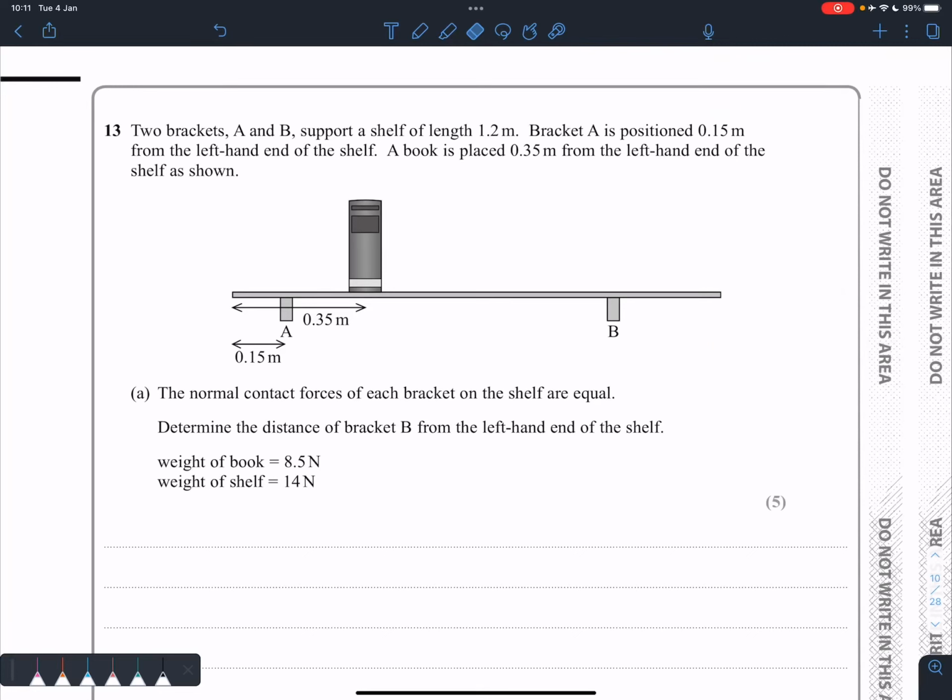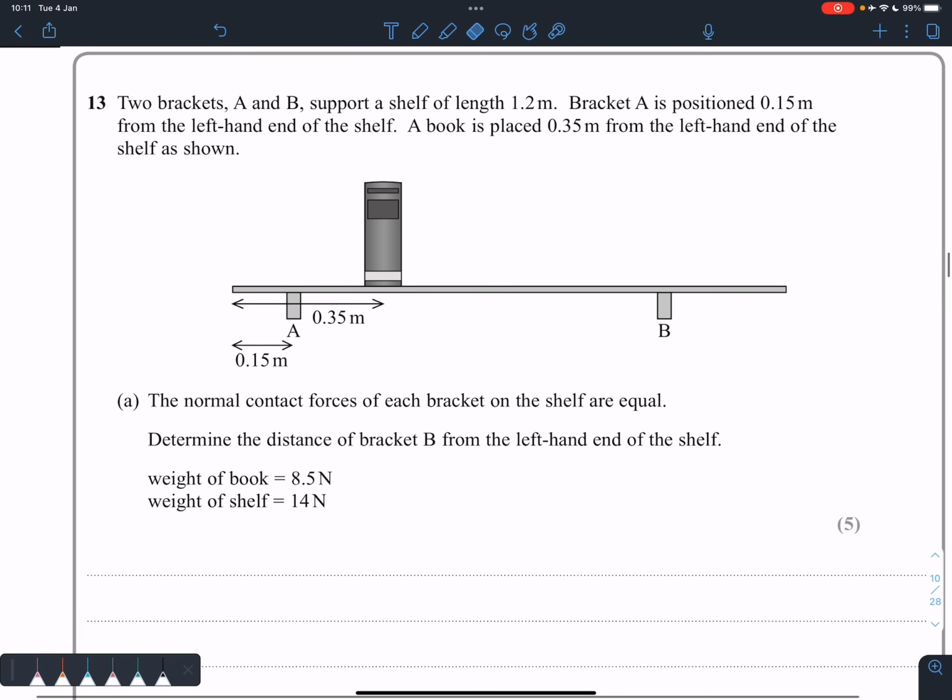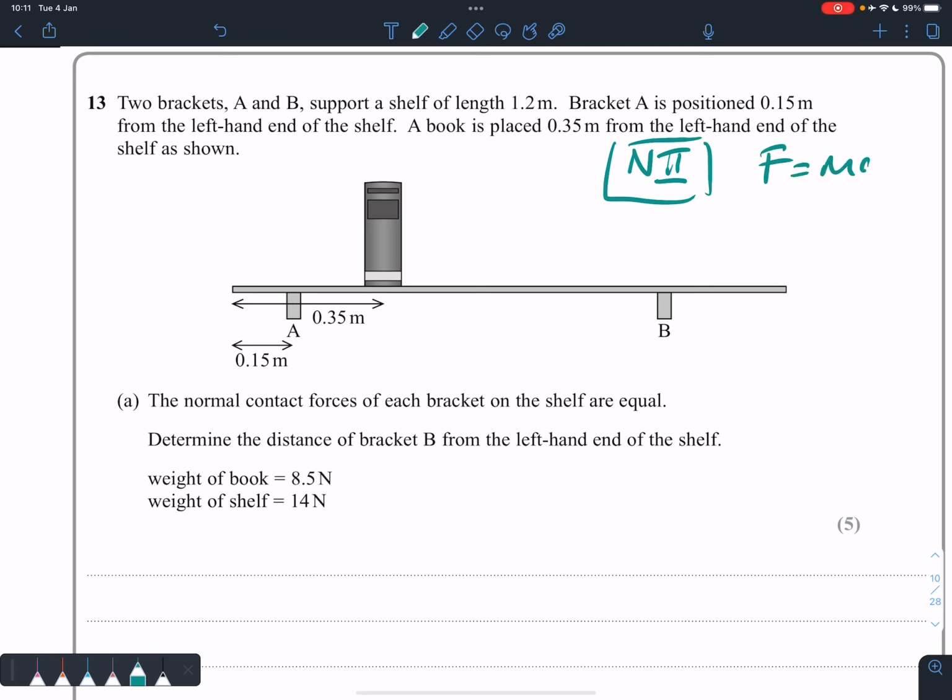Okay, so we're going to have a look at question 13, and just do a few hints on this one. You actually had this in mock 2, your exam, and this has got two parts. The first part of this question is to use Newton's second law, which is F equals ma.